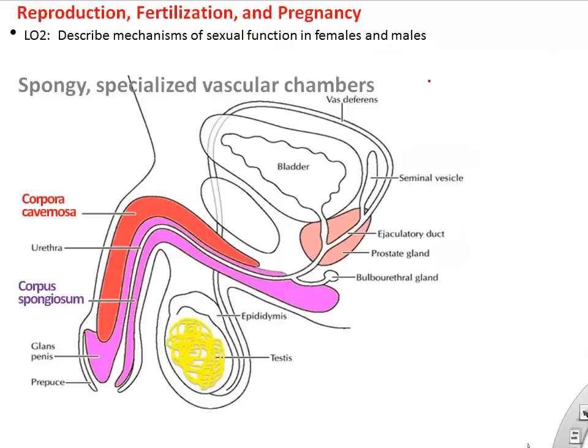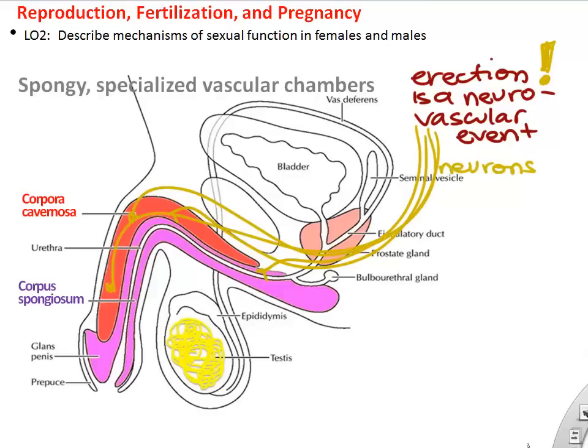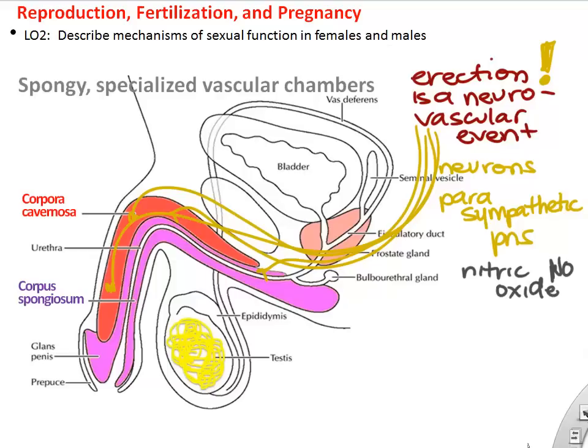Let's look at some mechanisms of penile erection, and most of these would apply to female erectile tissue as well, which we'll cover. So erection is a neurovascular event, and what do we mean by that? Well, neurons innervate the penis, and they innervate this vascular tissue, which comes in sort of 3 bundles: the corpora cavernosa, or corpus cavernosum singular, and the corpus spongiosum. And those parasympathetic neurons, autonomic neurons that cause erection, are parasympathetic neurons.